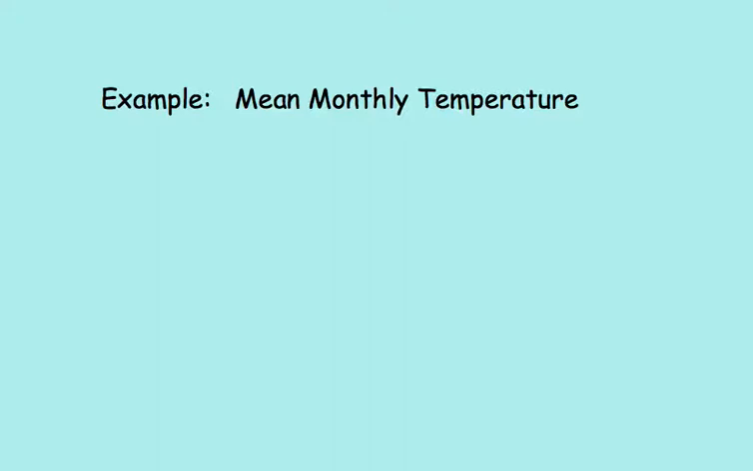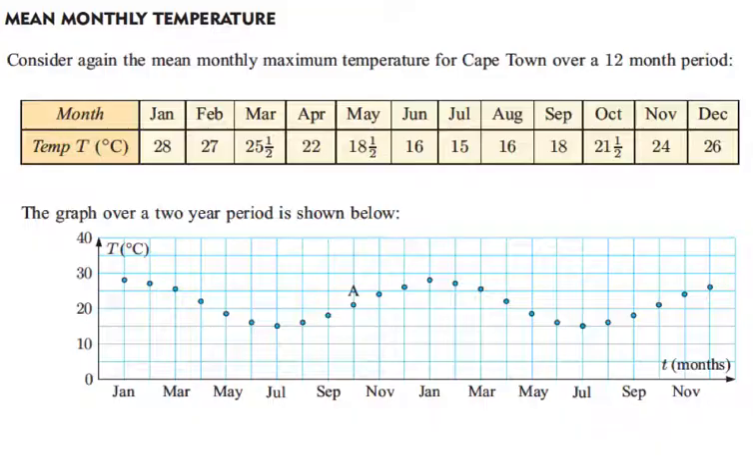Of a mean monthly temperature. And I took this from an IB textbook. So if you go to the next slide, here's an example of Cape Town. They took the mean monthly temperatures for each month. So if you imagine in January it's 28 degrees, in February it's 27 degrees, and then you continue on.